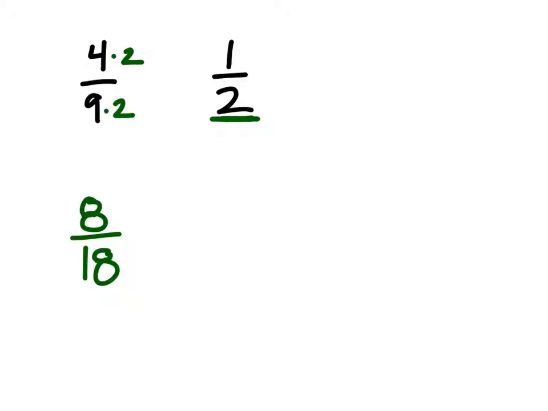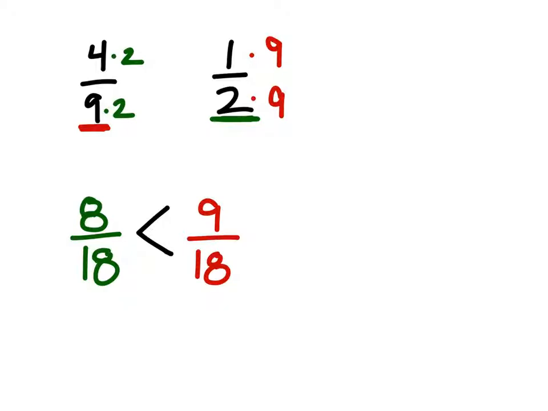Again, that has the same value as 4/9, but I've changed the denominator. I've got to do it with the other fraction as well. So the 9, which is the denominator of this first fraction, I'm going to multiply by the numerator and denominator of the other fraction. So 1 times 9 is 9. 2 times 9 is 18. We kind of saw that already with 16ths. So again, in 18ths, 8/18 is less than 9/18.